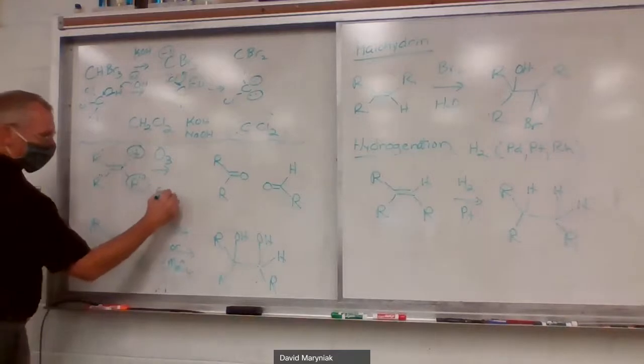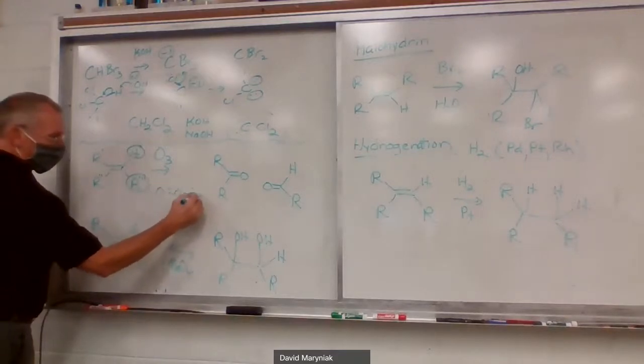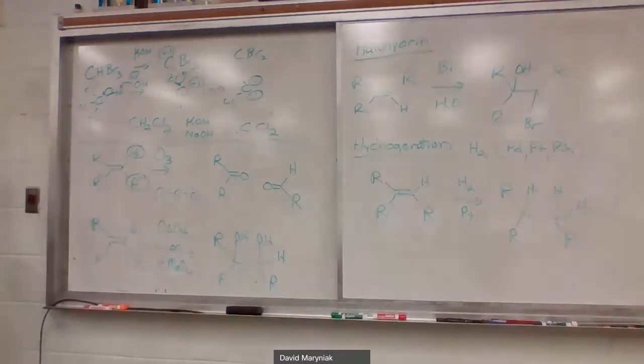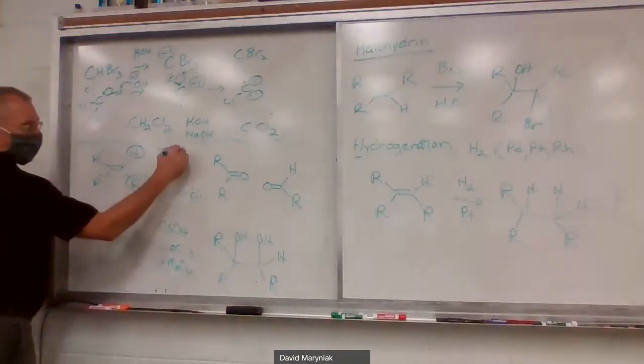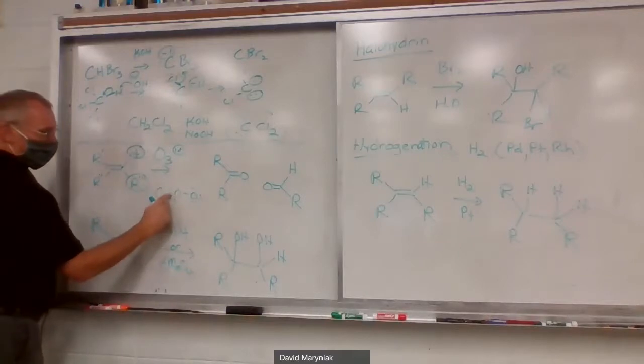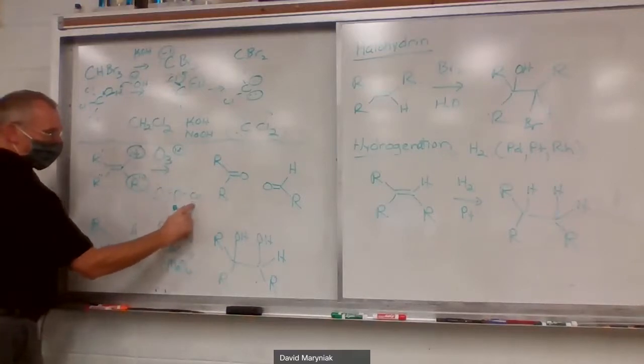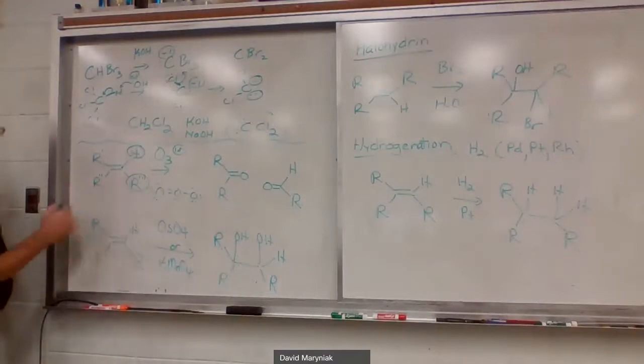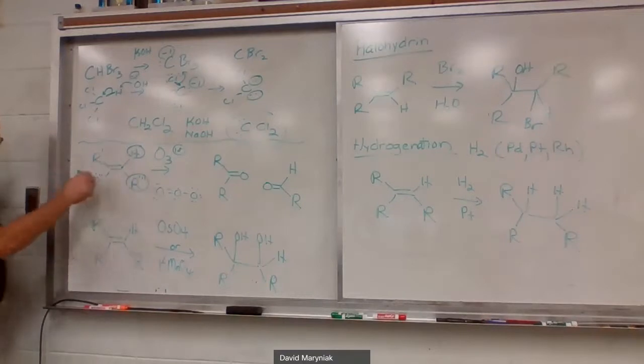Ozone is going to look like that, with its 18 valence electrons: 2, 4, 6, 8, 10, 12, 14, 16, 18. And then the ene is going to attack it to make a cyclic structure. And then the O's rearrange and insert themselves into that C and that C.